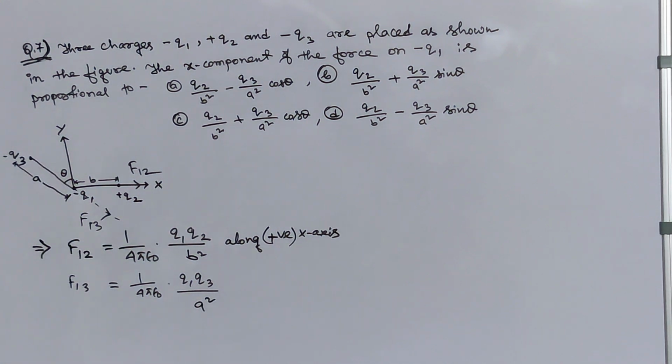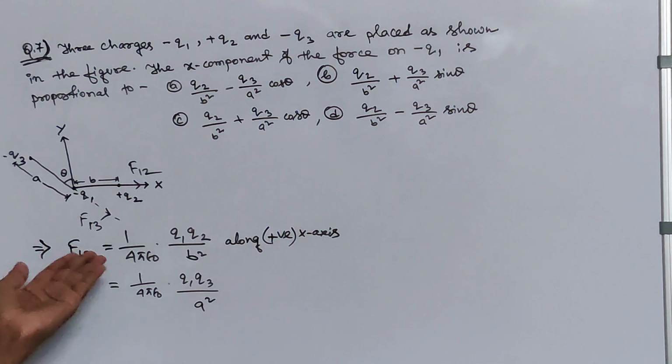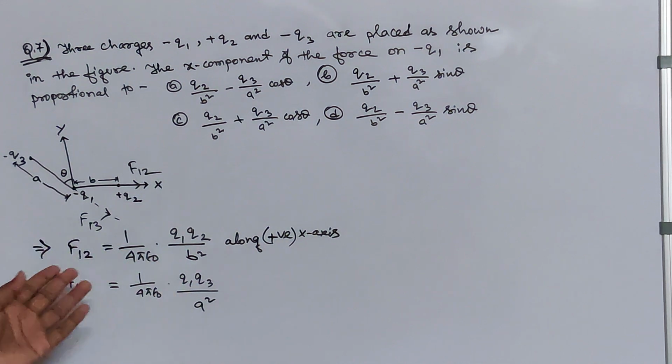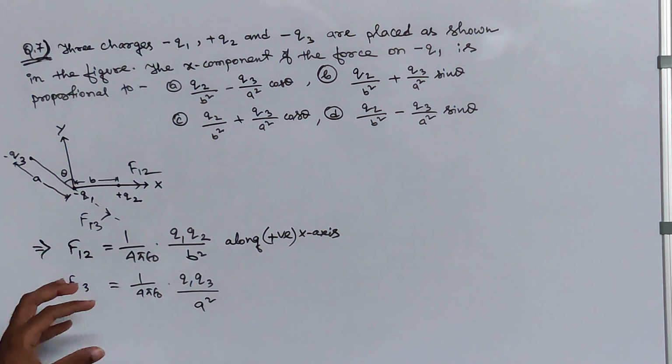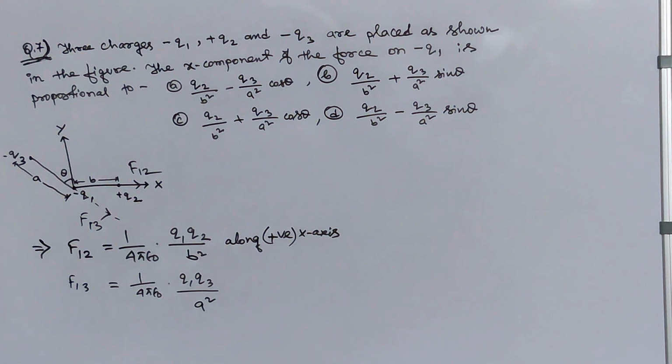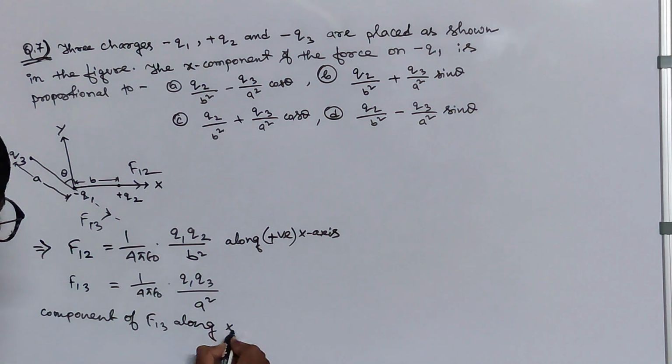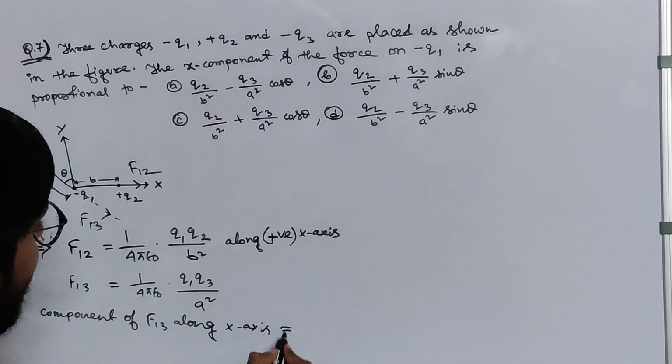Now, what do you have to find? You have to find the x component. So, see, the x component of F12 is F12 itself, right? Because the force F12 is along the positive direction of x-axis, but F13 is not along the x-axis, right? So you have to find the component of F13 along the x-axis.